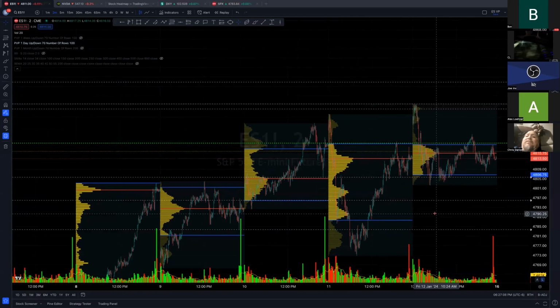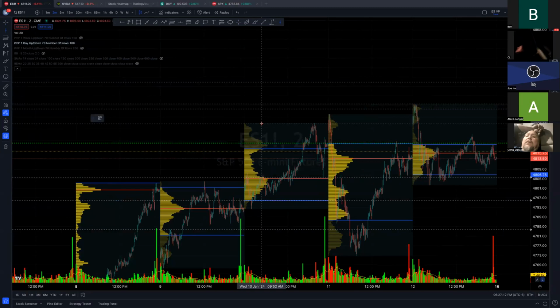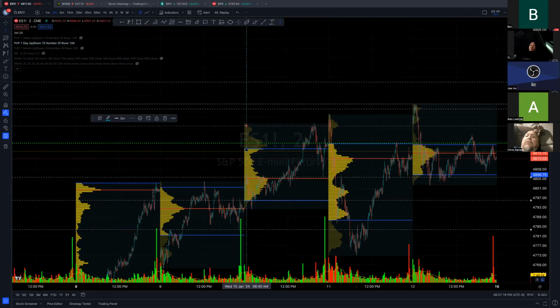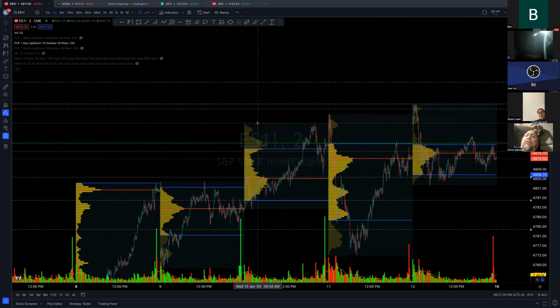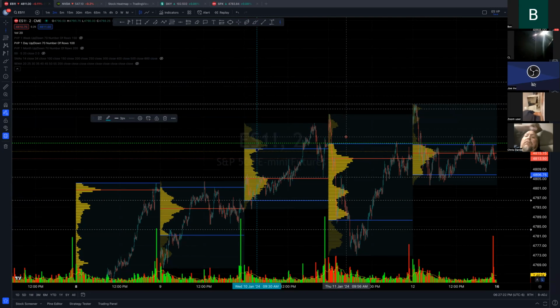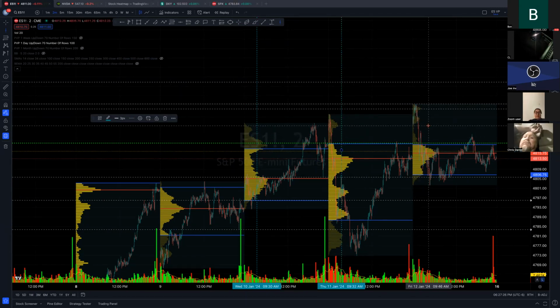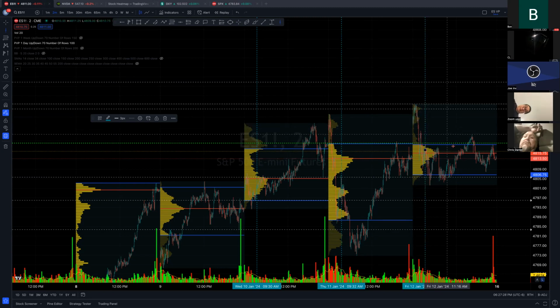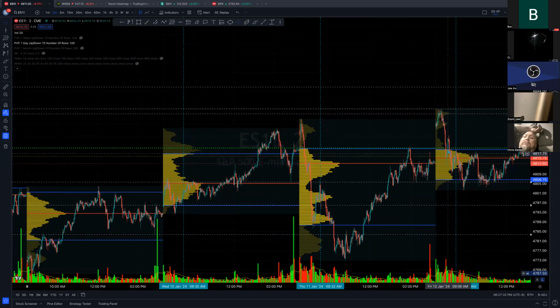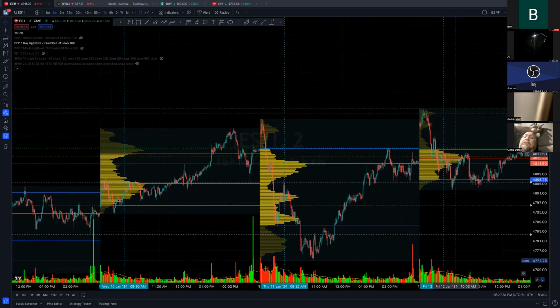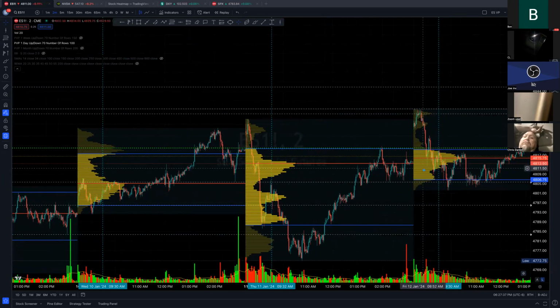Okay, guys, so let me draw the initial balance lines again. It's somewhere around here. Nope, sorry. Should be 9:30. So right there. About there. And here. Okay. So after the massive rejection that we had on Friday, look at where price closed.